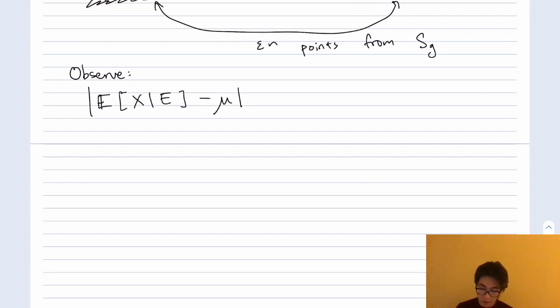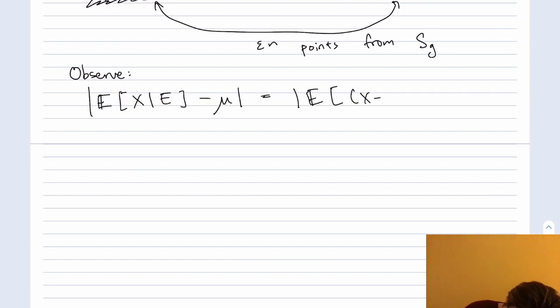Okay, so now let's compute the following expectation deviation. So I take the expectation of X, conditioned on the event that it lands within E, and I compare that to the true mean of the original distribution. I'm going to claim that this is small. This is small because of the following.